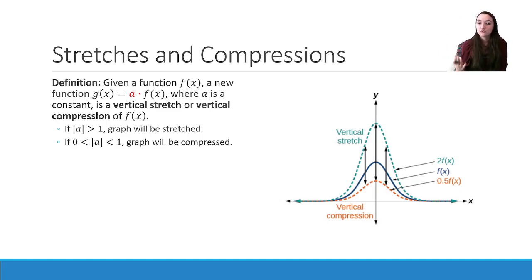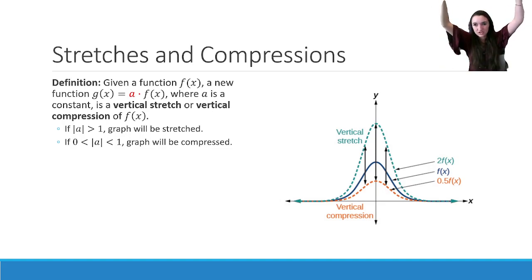So that's essentially what's happening. If we look at this graph, yes, 2 times f of x, we are getting our output 2 times greater. We have pulled away from the x-axis. That's what vertical stretch is all about. Vertical stretch is all about pulling away from the x-axis. So we take our whole graph, pick it up, and pull it upward.